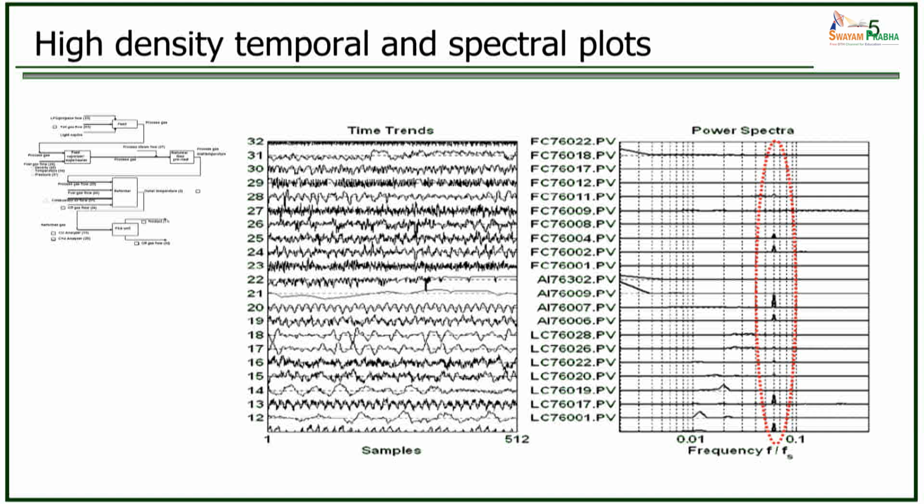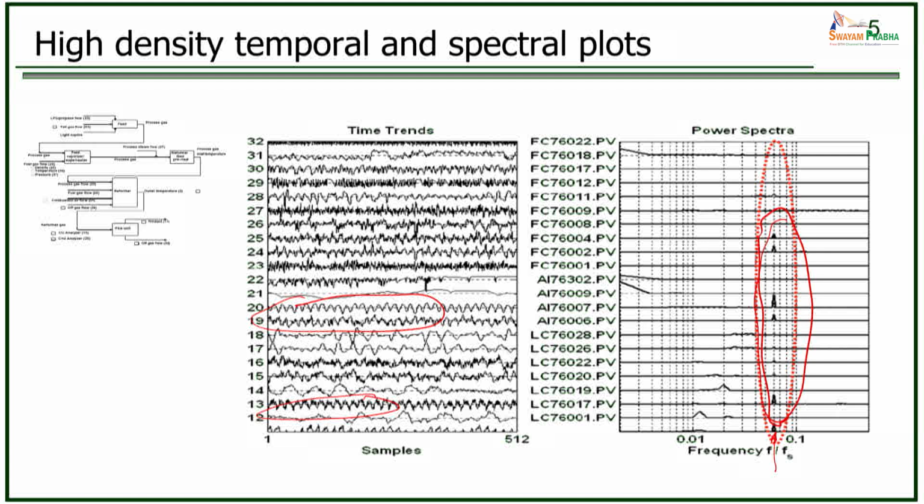So here are the selected few time trends on the left-hand side, and the corresponding spectral plot of the data is shown here. And what you notice is that many variables are oscillating at the same frequency, roughly this frequency, which is 0.0075 normalized frequency. So quite a few variables are oscillating at the same frequency, and you see that here as well in the temporal domain.